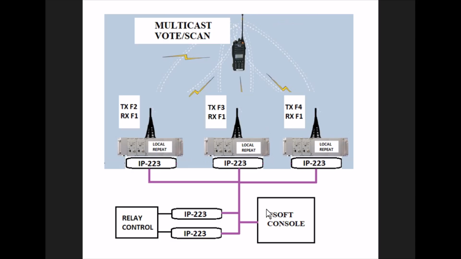Now, in the reverse direction, if the dispatch wants to transmit, they have three different ways. They can individually transmit on any individual transmitter. They can also multi-select all three transmitters using the console function to do the multicast, or any combination of the three. Or they can also just use the IP-223 here to essentially backdoor all three transmit through the IP-223. So they have three different ways of transmitting out on the repeaters.